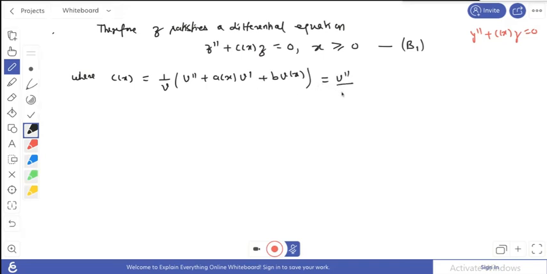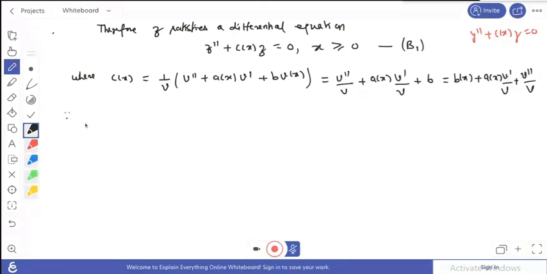And if this equals to, we can write here this is v double prime plus ax v prime by v plus b, because vx and vx are cancelled out. Okay, so this is your result, or you can write this is equals to b of x plus ax v prime by v plus v double prime by v. Okay, so you can write in ascending order of primes.